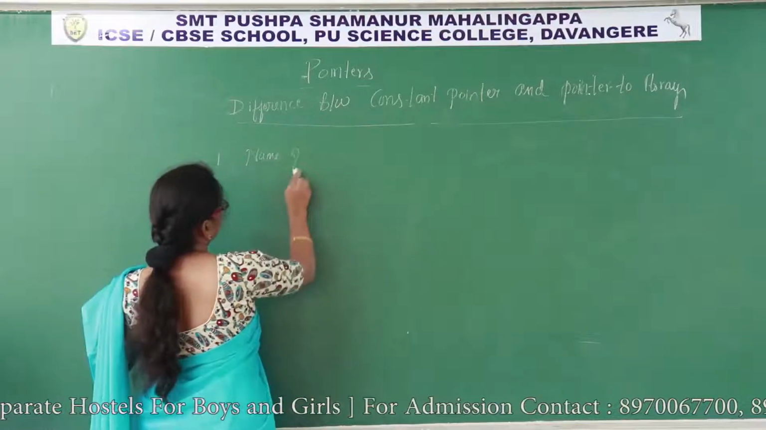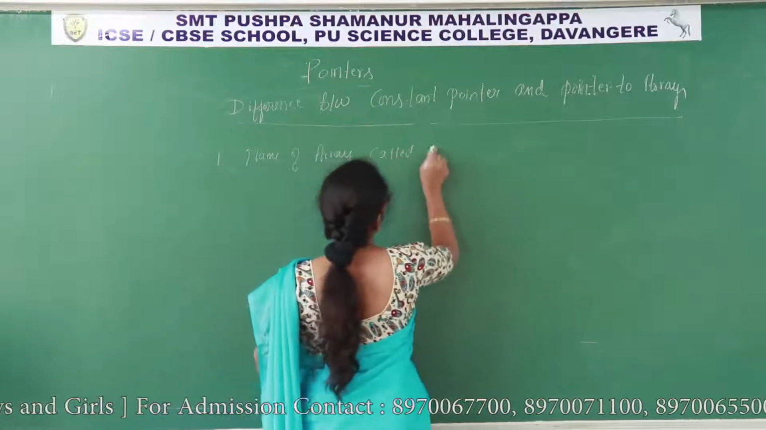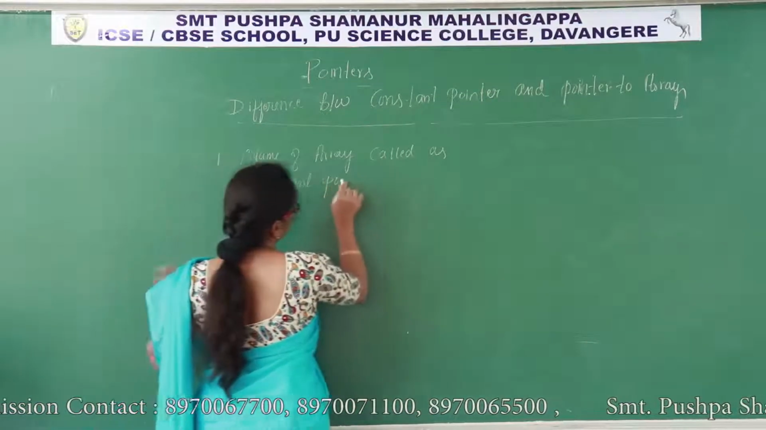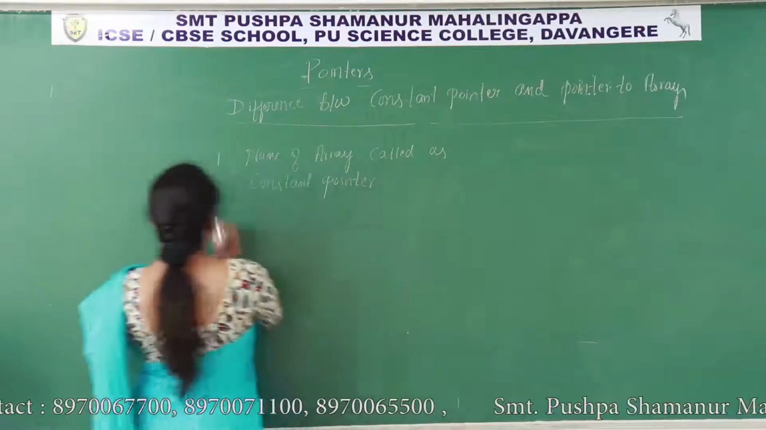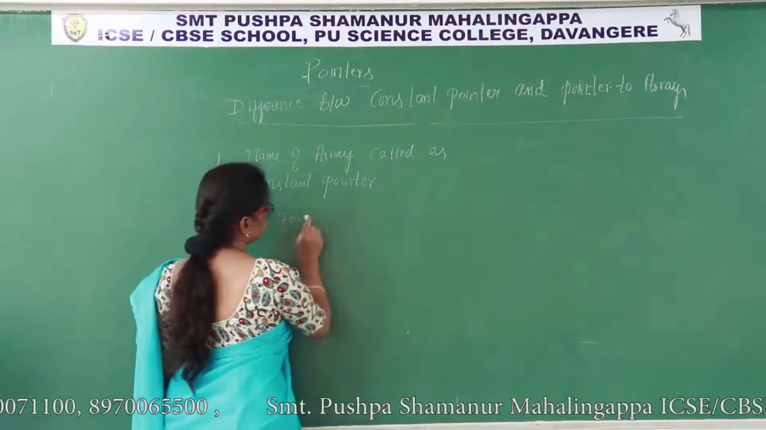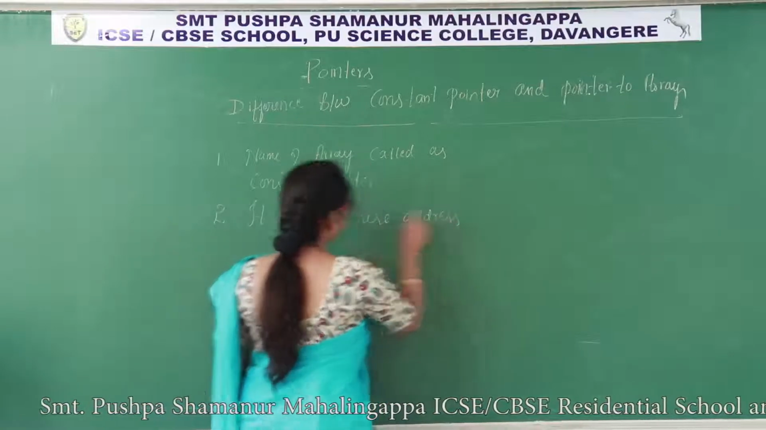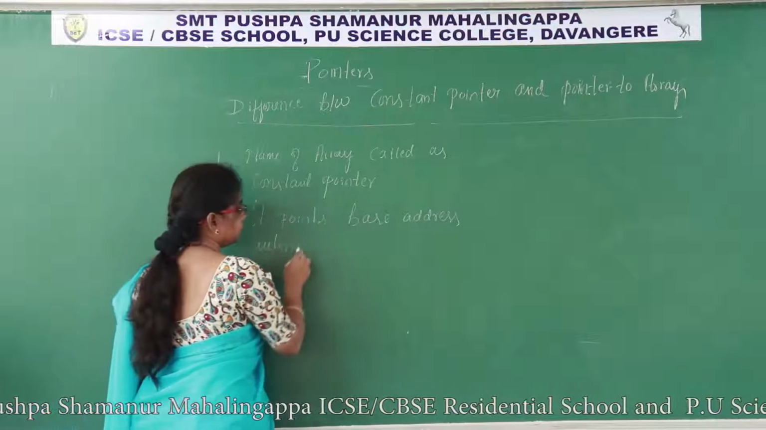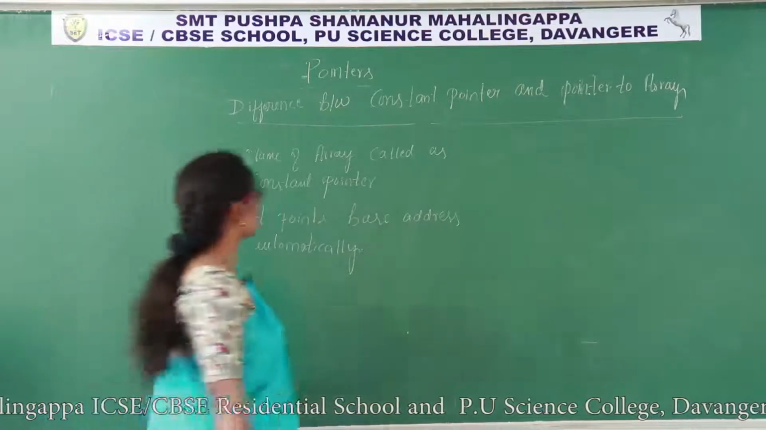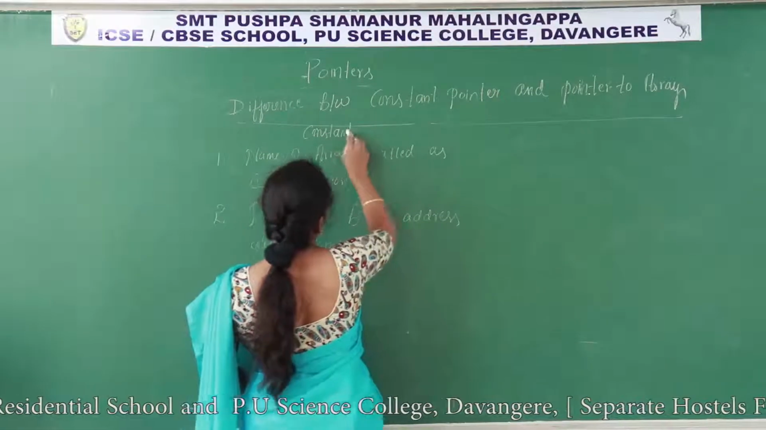Name of array is called a constant pointer. Okay, it points to the base address automatically. Always it contains the base address. This is about constant pointer.